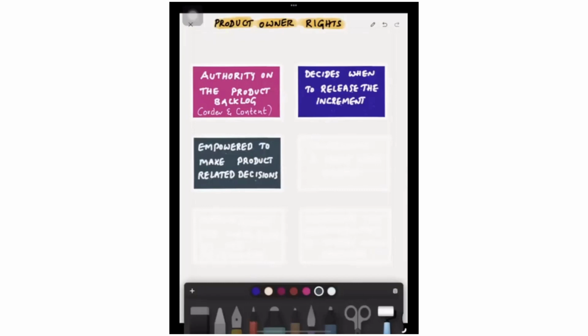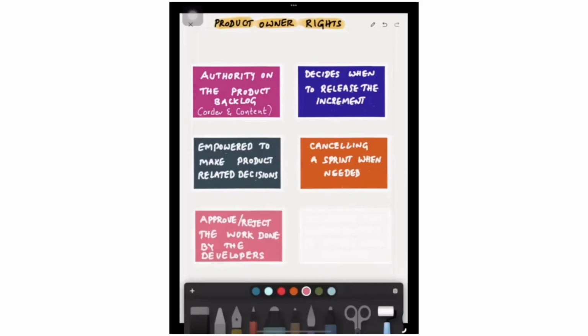Any decision related to the product, be it prioritization or whether a feature or backlog item should be part of the product backlog or not, should be product owner empowered. And the product owner has the right of canceling a sprint when needed. If the sprint goal becomes obsolete, Scrum allows canceling a sprint. So that is the right of the product owner. Only the product owner can cancel a sprint when it is required, when the sprint goal becomes obsolete.